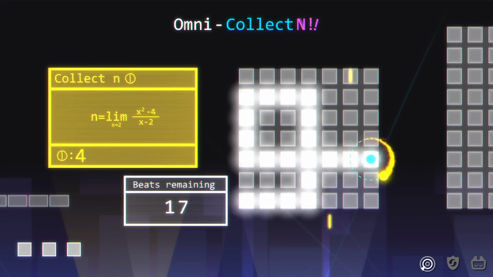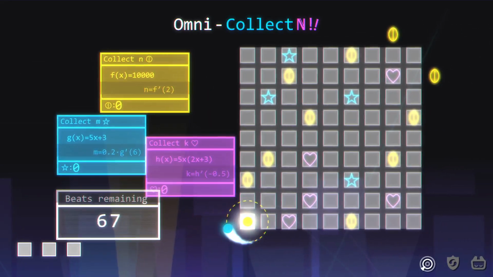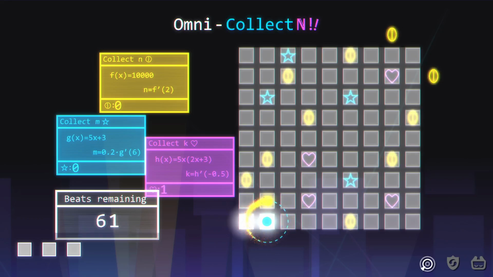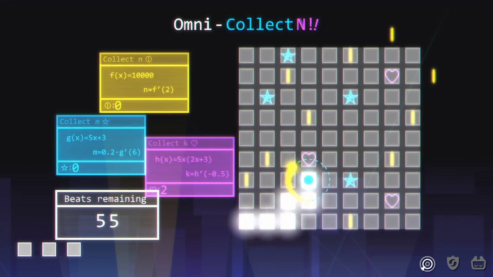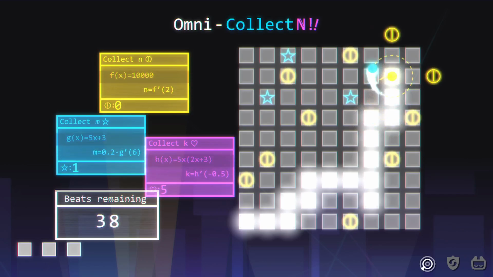I would like it if it was just based on if you collected the right amount, but I guess that could also make it way too easy to guess the right amount. Okay, hold on.